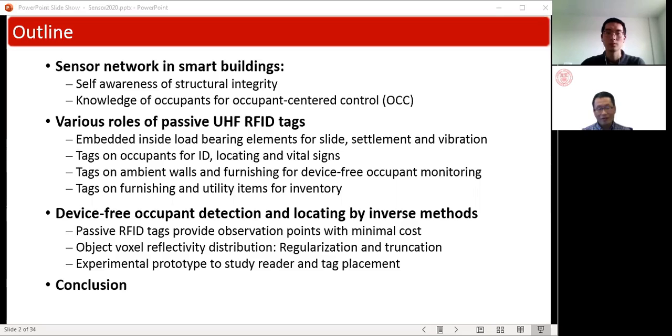And we can have tags on furnishing and utility items for inventory, and this is apparent from the original use of UHF RFID tags. I will talk less about it, but you can use your imagination. If you have a lost key or something that has a tag, it can be located and identified. And then my student will take over the second part, on device-free occupant detection and locating by the inverse method.